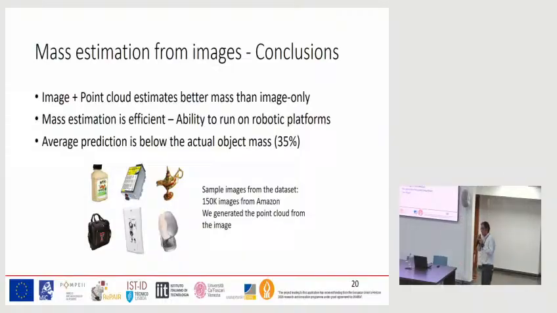So using both types of images is better than just using the image. We are able to run this efficiently, and our average prediction is actually below the actual object mass. That has to be improved.